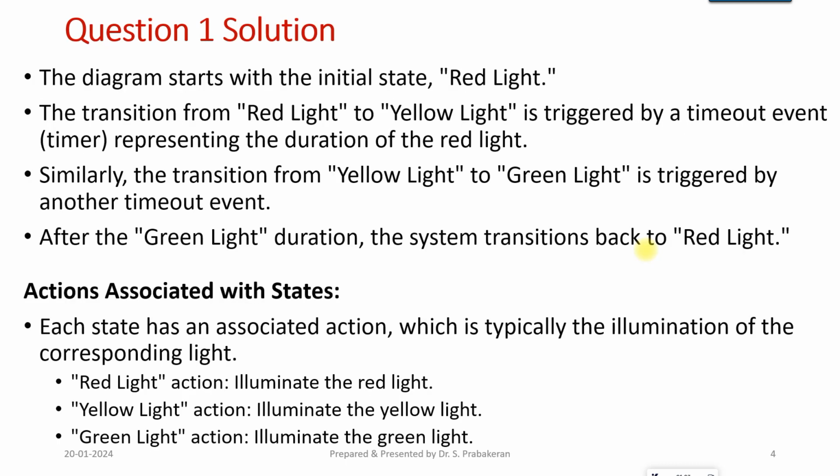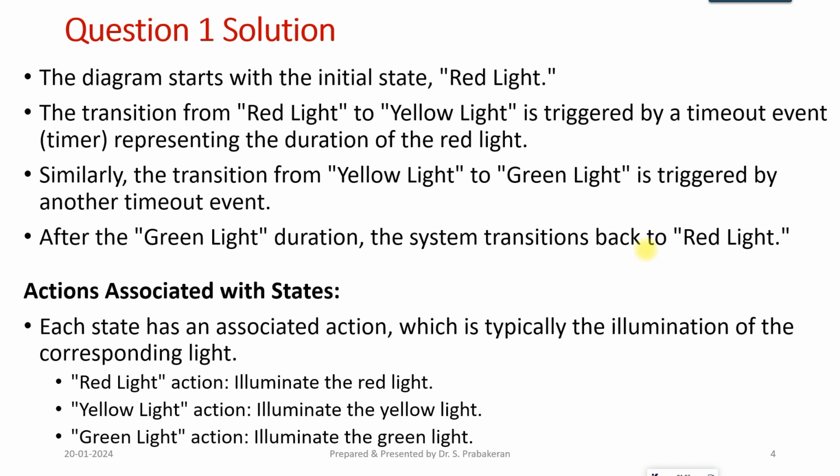Now, coming to the solution for it. Now we are going to see UML state chart diagrams. The better way we can illustrate is with a classical example. Here we are going to demonstrate with the help of a traffic light system, right? Now, we all know that the traffic light system has three states: red, yellow and green, right?